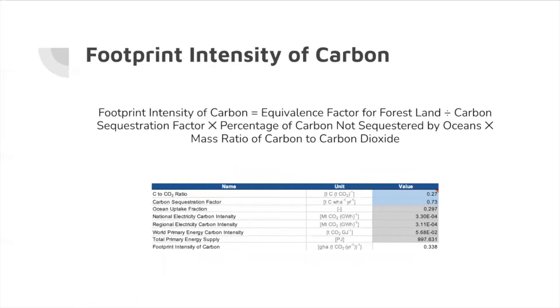One of the basic constants we used in the calculation was footprint intensity of carbon. Footprint intensity of carbon is footprint per ton of carbon dioxide emitted. It was calculated by dividing the equivalence factor for forest land by the carbon sequestration factor, which yields the number of tons of carbon sequestered per global hectare each year. Then it is multiplied by the percentage of carbon not sequestered by oceans and the mass ratio of carbon to carbon dioxide, yielding a final result in global hectares per ton of carbon dioxide per year.